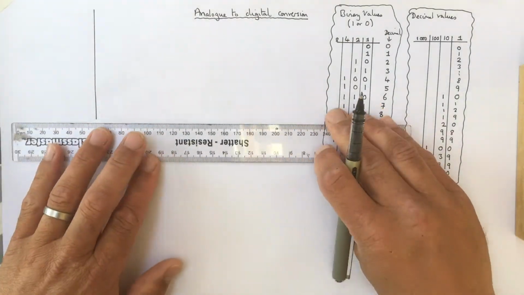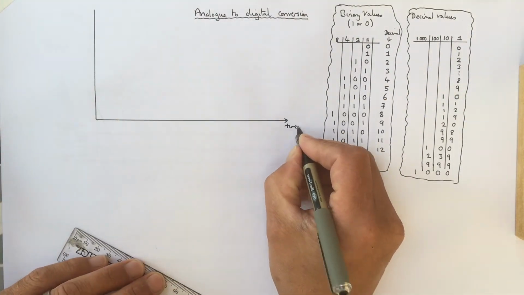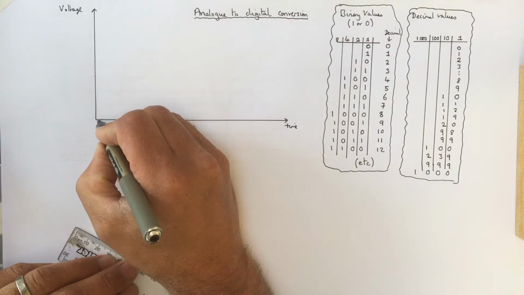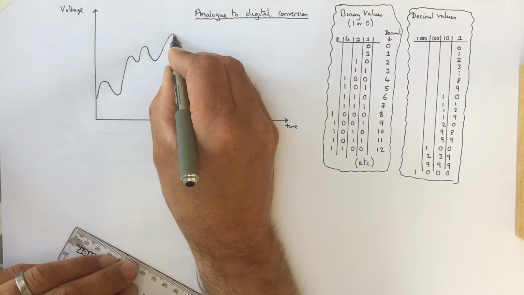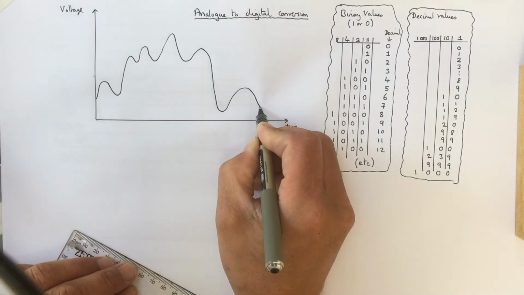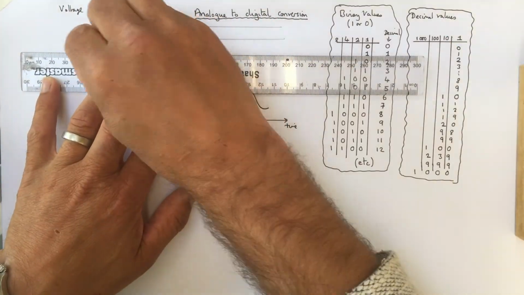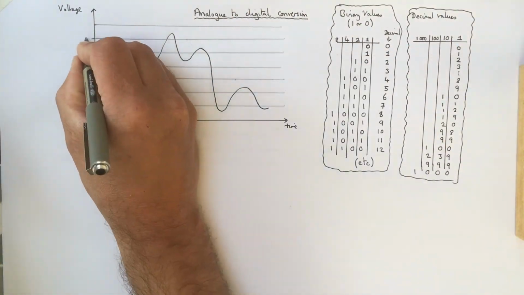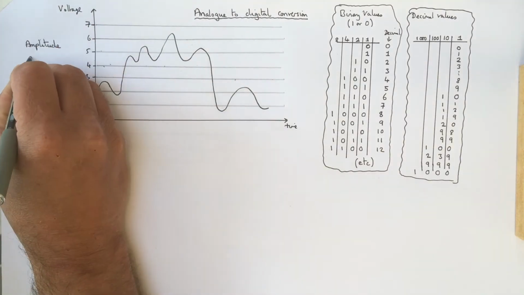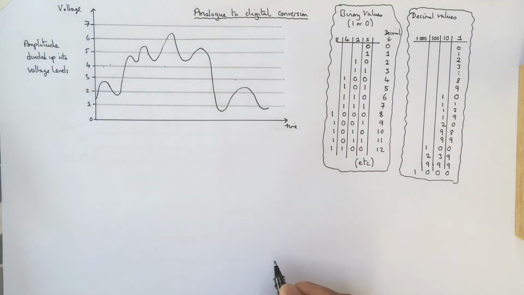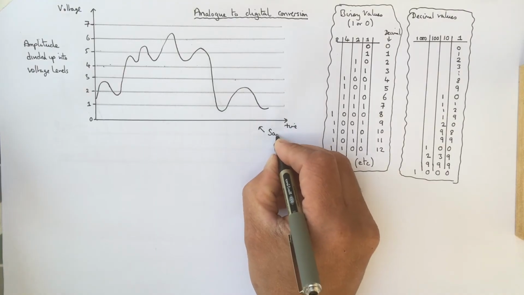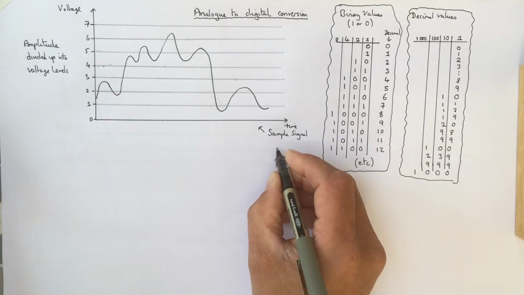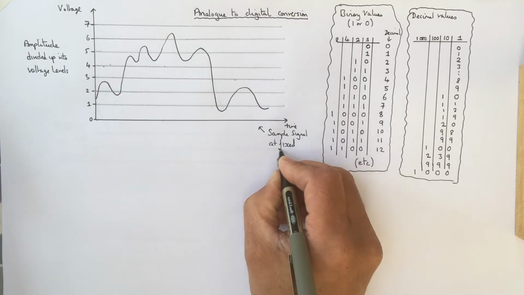So how do we convert our analog signal into a digital signal? Remember, our analog signal has a voltage which varies continuously against time. The first thing we do is we divide the amplitude up into voltage levels of equal voltages. The next thing we do is we sample this analog signal at fixed time intervals.